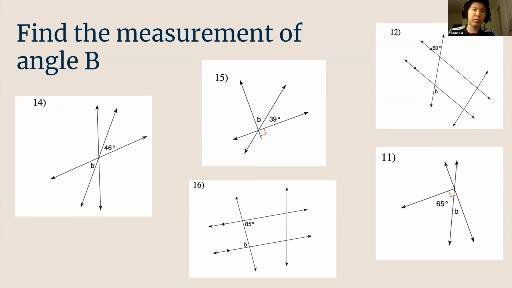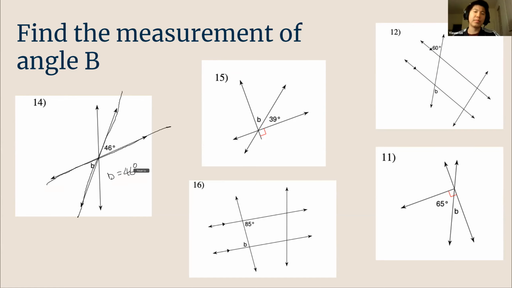All right, I'll go over problem number 17 first. From a glance, we know that B and the angle with the measure of 46 are related by vertical angles because they're formed by two lines. There's a line over here and a line over here. Remember that the angles formed by two intersecting lines are always congruent. So this is how we know B is equal to 46 degrees.